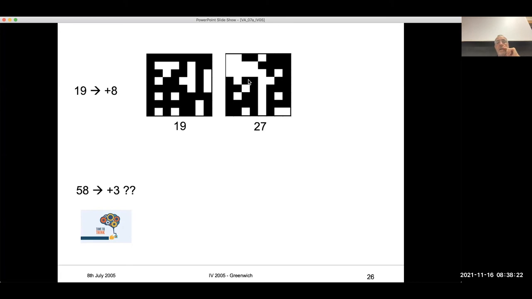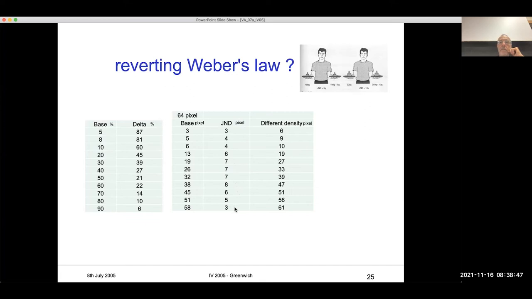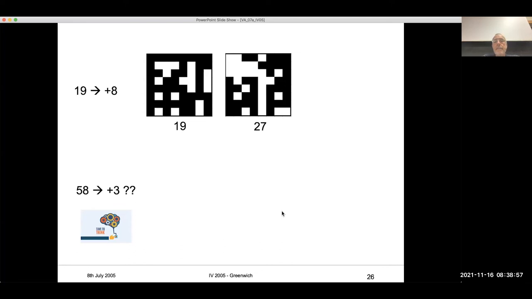You can easily perceive that here the white area is larger than here. How is it possible that starting from 58, we needed to add just 3 pixels? That is in accord with this story. From 58, a difference with 61 is perceived as a difference. And I ask you, why? Try to think a little bit about that. Weber's law is still correct. What is the point here?